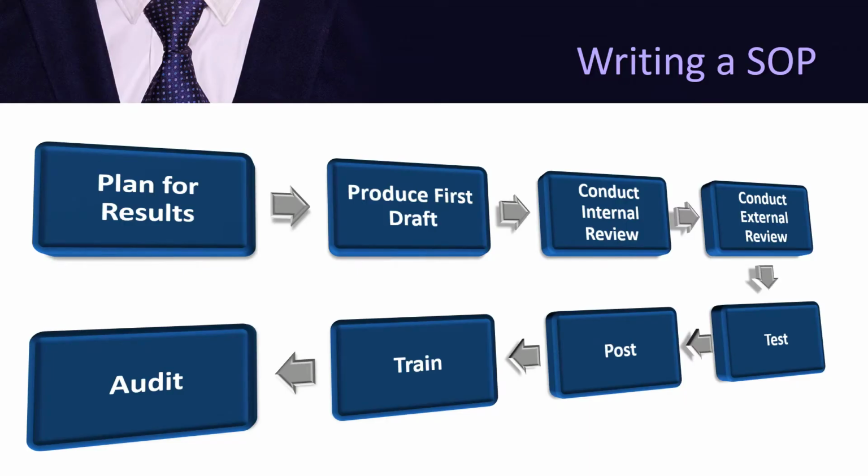These are the steps for writing an SOP. The first step is plan for result. Next is produce first draft. Third, conduct internal review. Fourth, conduct external review. Fifth, test. Sixth, post. Seventh, train, and the last one is audit.